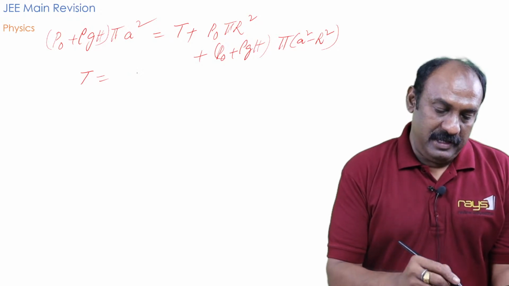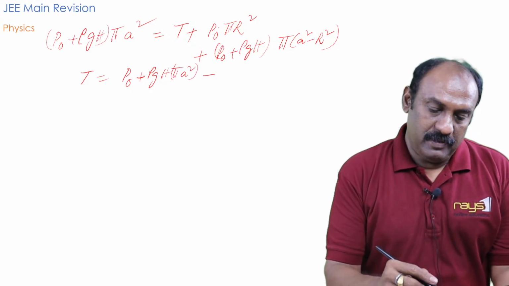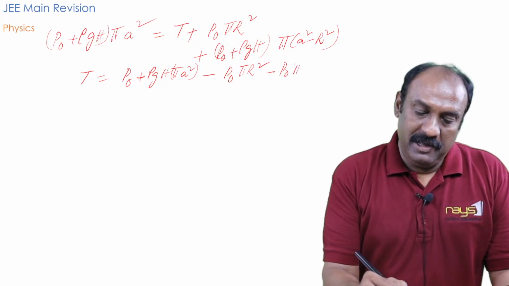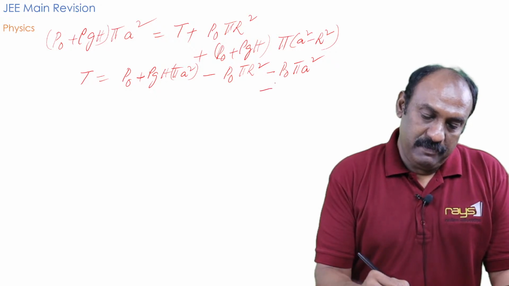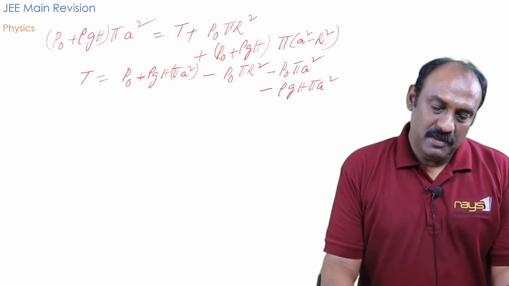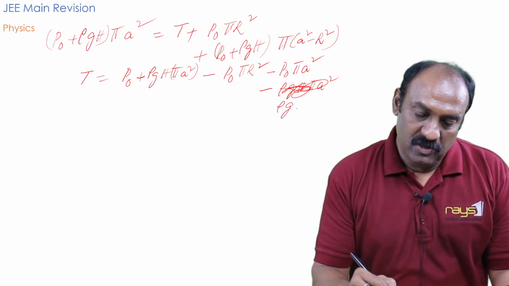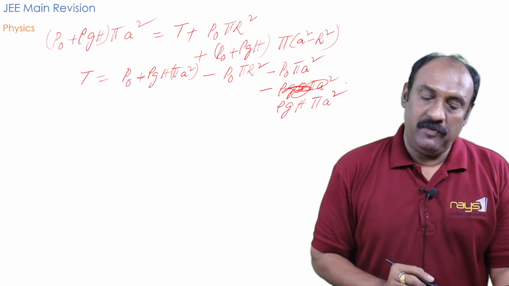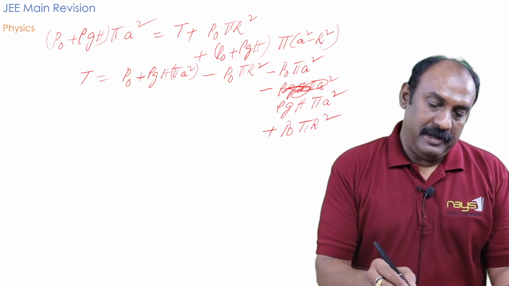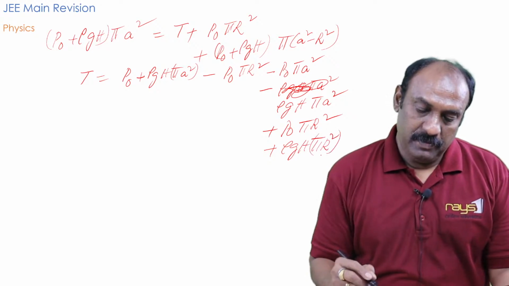T is equal to P naught plus rho g h into pi a square, minus P naught into pi r square, minus P naught plus rho g h into pi a square minus r square. Expanding, minus P naught into pi a square, minus rho g h into pi a square, then plus P naught into pi r square, and plus rho g h into pi r square is taken to that side. So this is the tension.